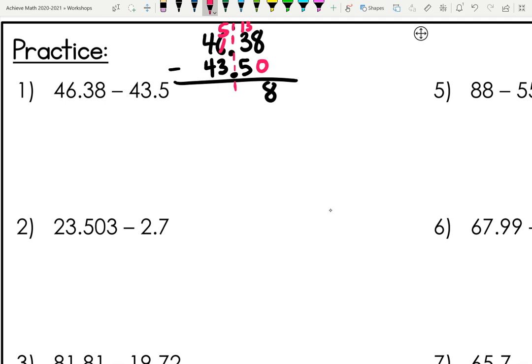Now I'm going to process it. 13 and 5. How far away is 5 from 10? 5. Go 3 more, and I get to 8. Now I can go ahead and subtract 5 minus 3. Ooh, just nice and easy. 2. 4 minus 4 is 0.